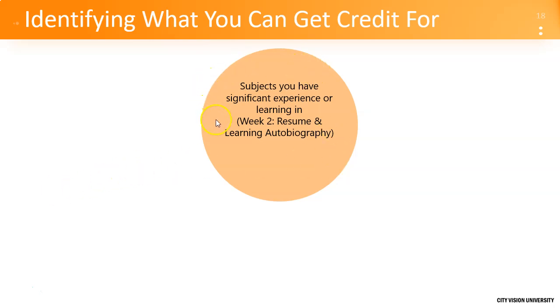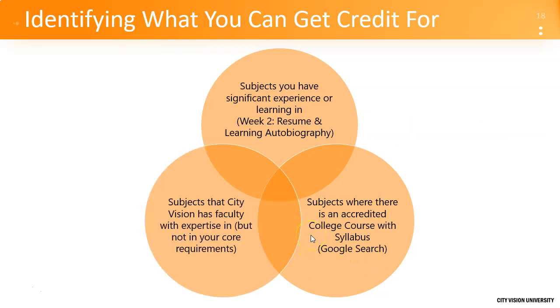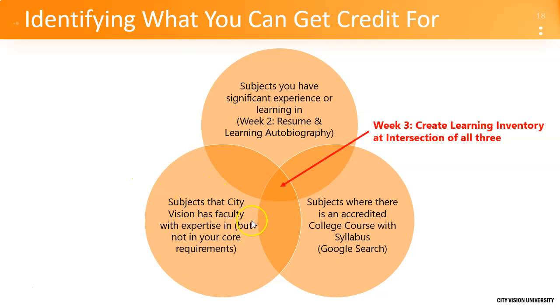Last week, if you're looking for what courses you can get credit for, you tried to fill out this circle, subjects you have significant experience or learning in. So that's your resume and your learning autobiography. And this week is where you're going to be focusing on subjects where there's an accredited college course syllabus. And then there's going to be subjects that City Vision has faculty with expertise in, and your professor can give you feedback on that in the course. And what you're going to do is create a learning inventory at the intersection of all three.